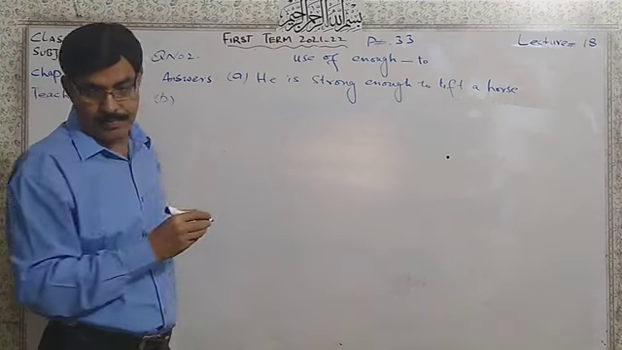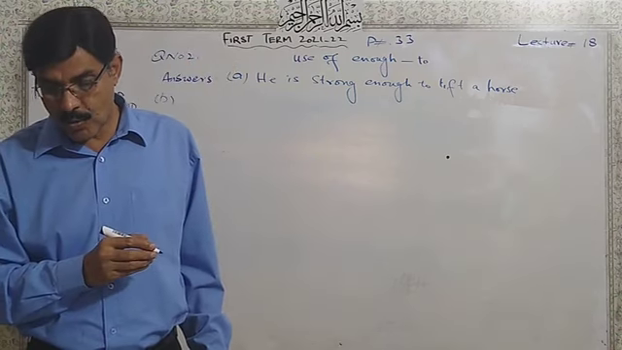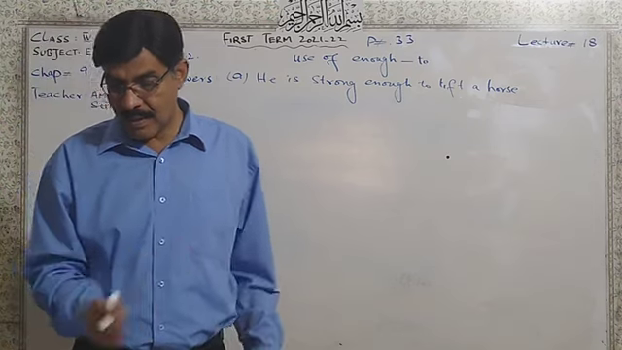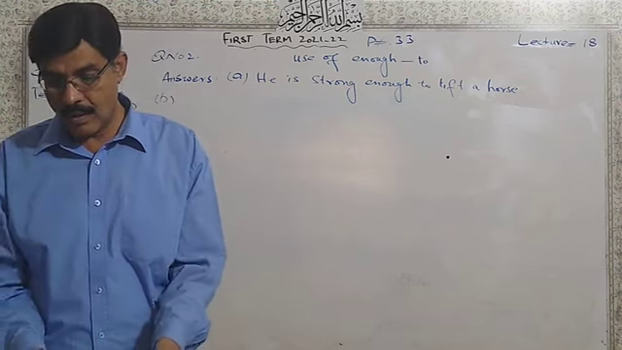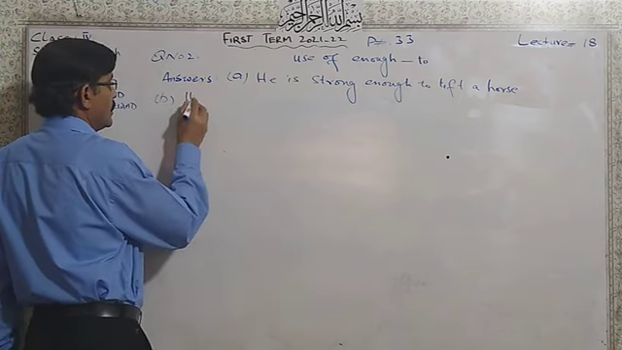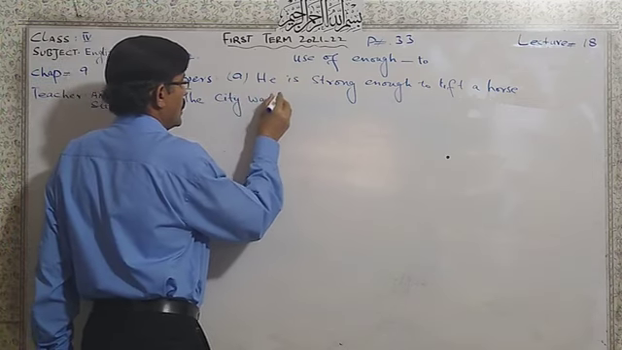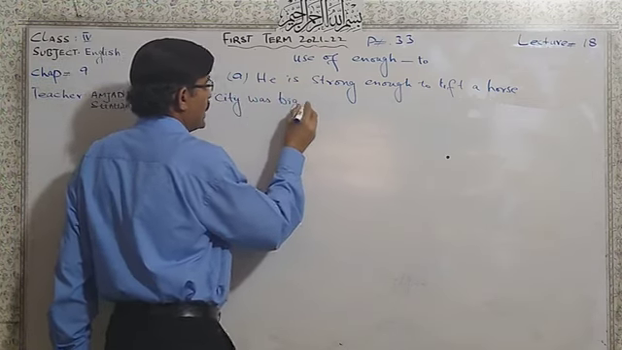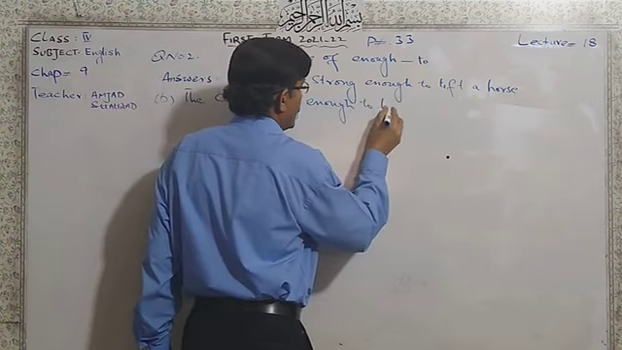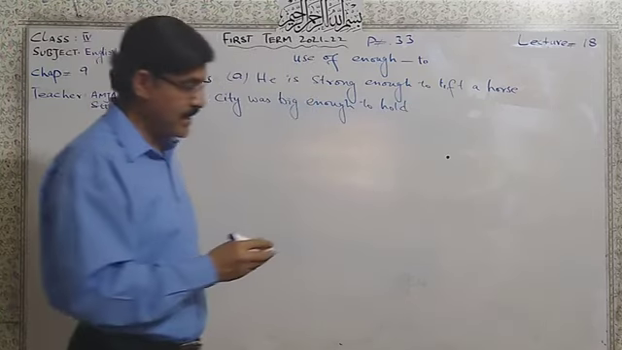Section B. The city was very big. It could hold a million people. The city was big enough to hold a million people. The city was big enough to hold a million people.